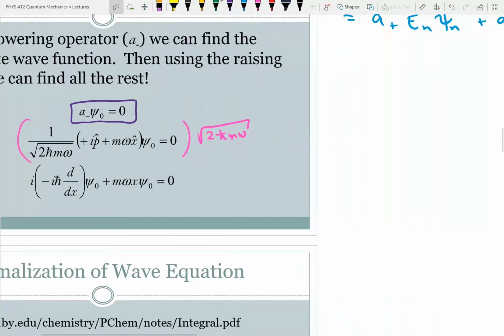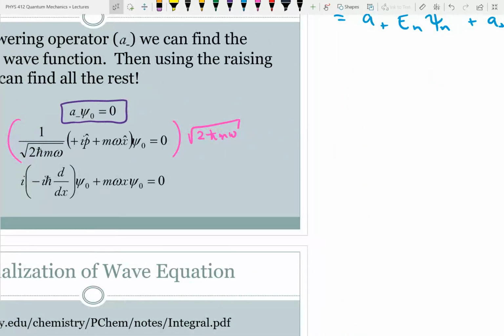So as a tag team, go ahead and lead through how we're going to solve that. So I'm going to rewrite this. Notice i times minus i is 1, just like we've already seen. I'm going to divide everything by h bar, so I'm going to have d psi 0 dx is equal to minus m omega over h bar x psi 0. How can I solve this for psi 0, gentlemen?